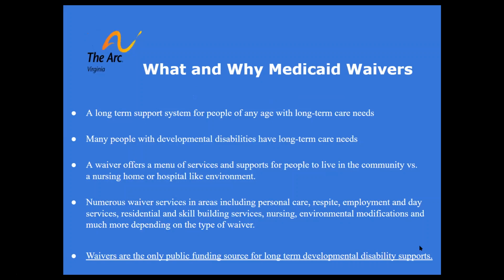Medicaid waivers are a long-term support system for people of any age with long-term care needs. Many people with developmental disabilities have long-term care needs. A waiver offers a menu of supports and services for people to live in the community versus in a nursing home or hospital-like environment. There are numerous waiver services in areas including personal care, respite, employment and day services, residential and skill building services, nursing, environmental modifications, and much more, depending on the type of waiver. Waivers are the only public funding source for long-term developmental supports.